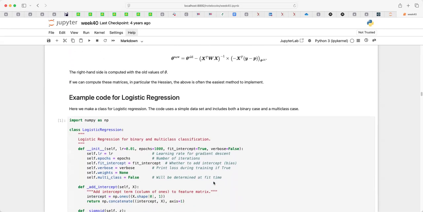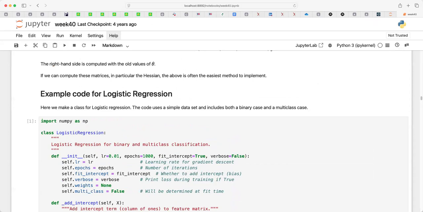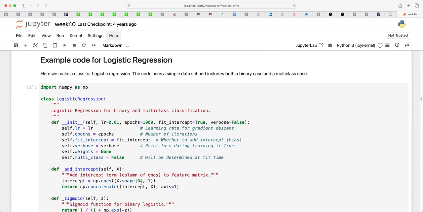So let's scroll down a little bit. There's an example code here, and I just wanted to show you how you can actually write your own code. I just call this a class logistic regression. And remember that one of the things we did before the break, when we looked at this logistic function or the sigmoid, we actually added the ones, the intercept.